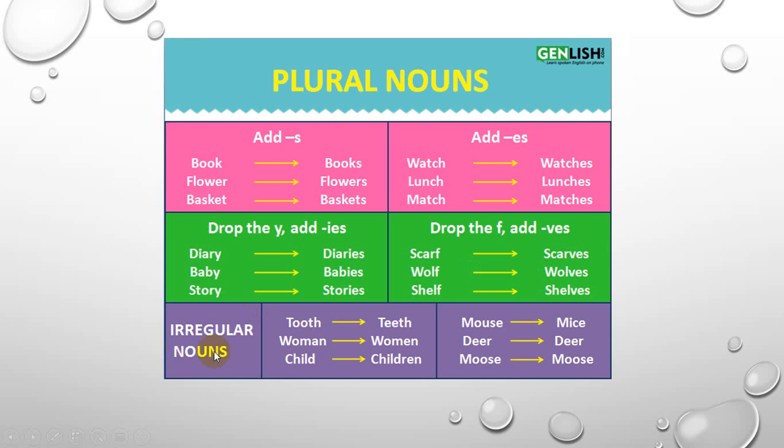Another case is irregular nouns, because in this part all the word changes. For example, tooth, teeth, woman, women, child, children. And we have other examples too.